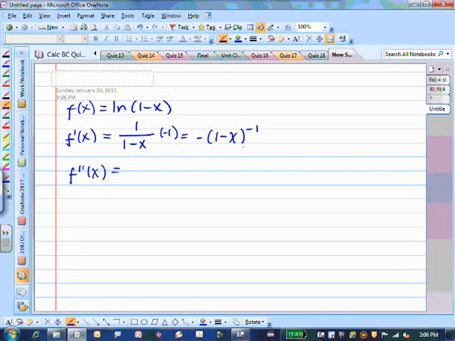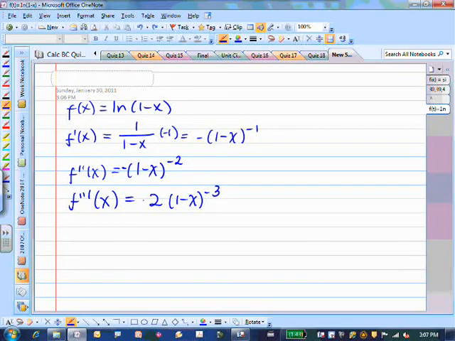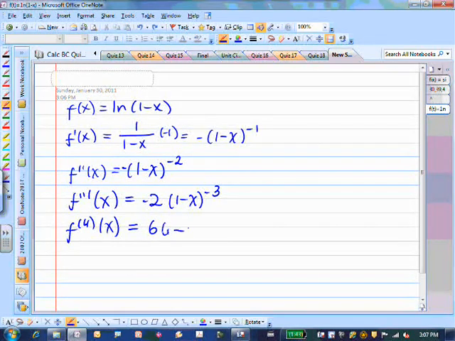The second derivative, I'm going to bring down the negative, so it's going to become a positive 1 minus x to the negative 2, but then again, don't forget there's a negative from the chain rule. Okay, third derivative, similarly bring down the 2, it's going to become a 2, 1 minus x to the negative 3, negative again because of the chain rule, and we'll just go one more derivative. Fourth derivative, bring it down, it's going to be 6, 1 minus x to the negative 4, and again a negative because of that negative x chain rule.